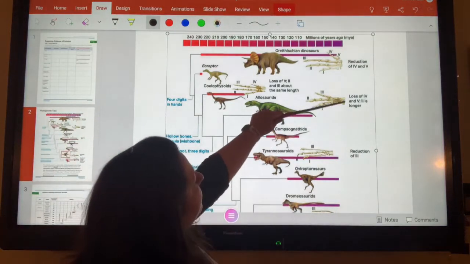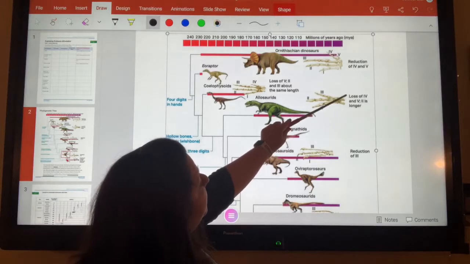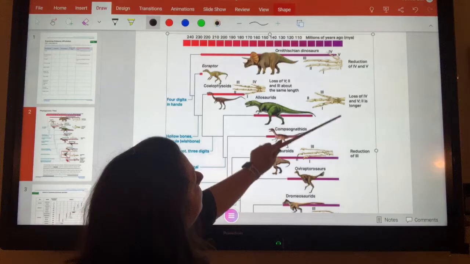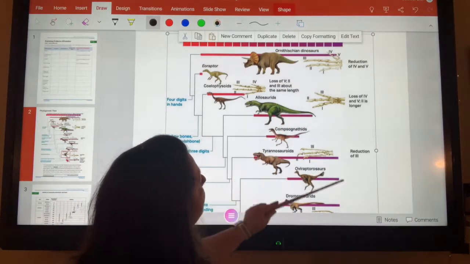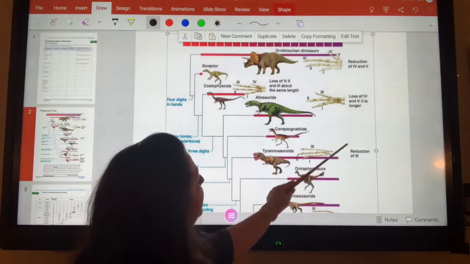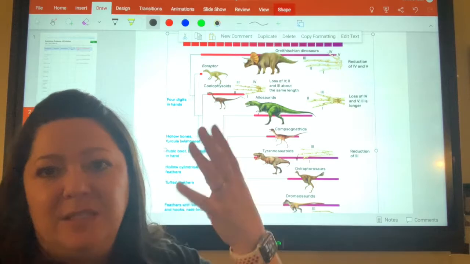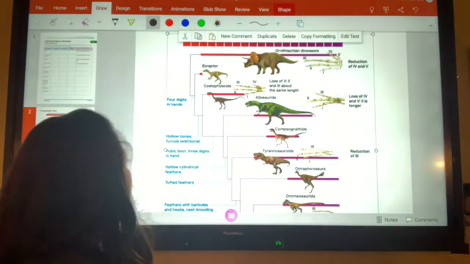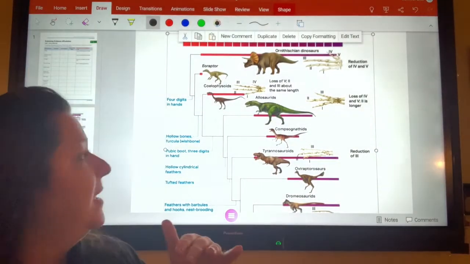Then down here you lose 5 completely, and lose 4 and 5 completely, and 2 is actually longer than 3. So 3 got shorter, and 2 is now the longest one. Here now we have a reduction of 3. So it's showing you the progression of what is happening to the phalange bones of all of the different organisms.